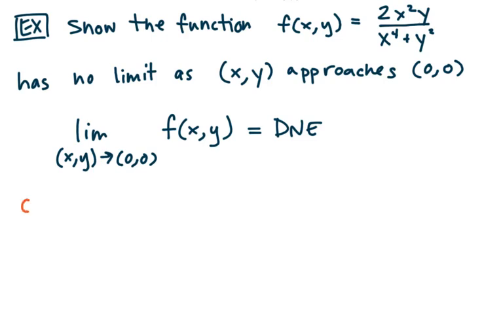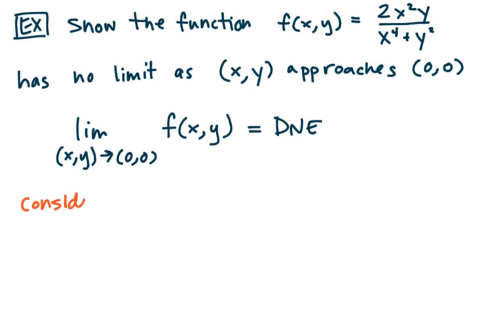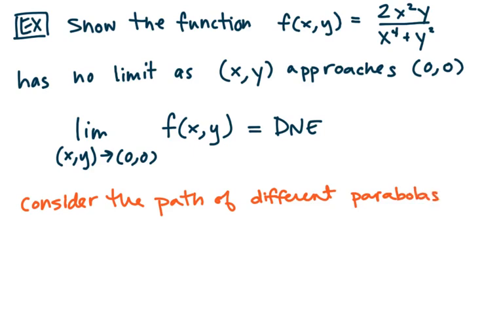And in this example, we are going to consider the path of different parabolas. So what that means, we're going to look at parabolas y equals k x squared, as long as x doesn't equal 0. We can't let x equal 0 because then it's not a parabola. So different parabolas with different coefficients. K is just some integer value.